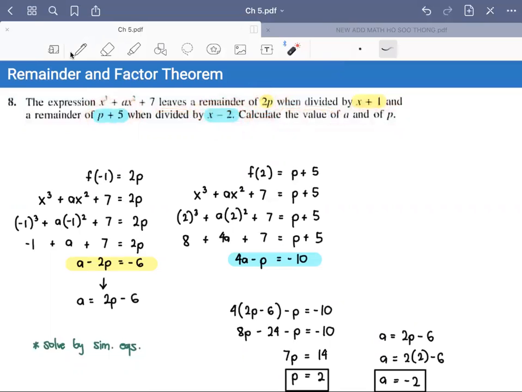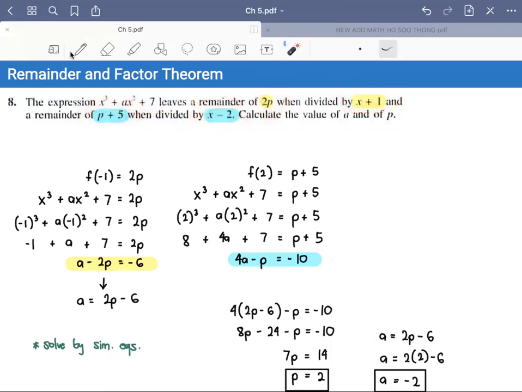All right, and then what do we need to do first? Basically this is simultaneous equations, right? So this expression here is divided twice, by x plus 1 and x minus 2, right? And these are the remainders for each of them. Now, we need to formulate our first equation and second equation respectively.